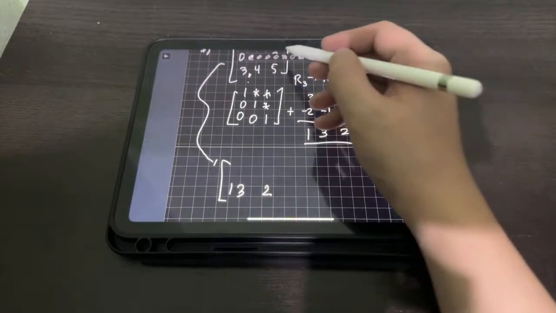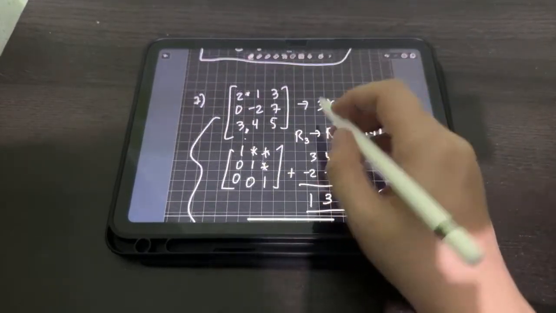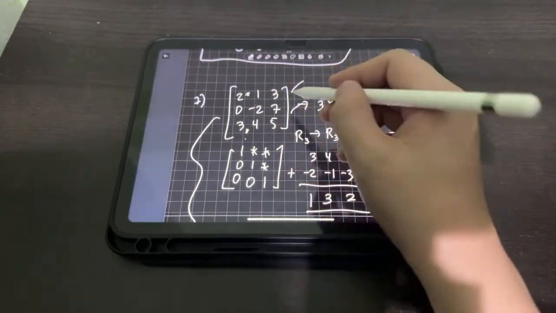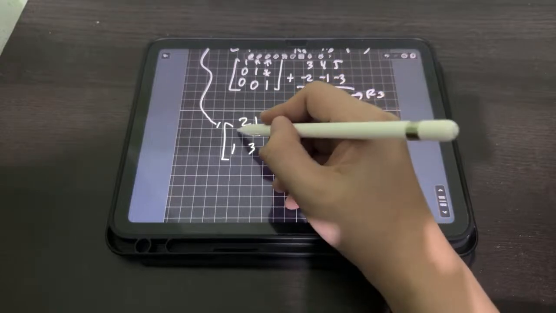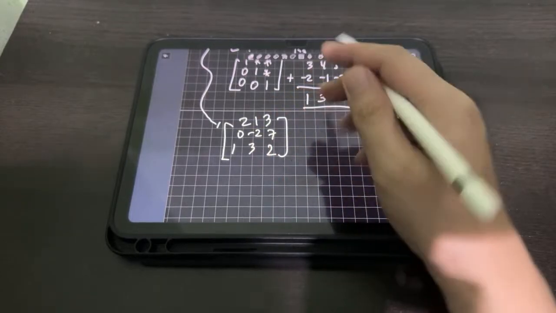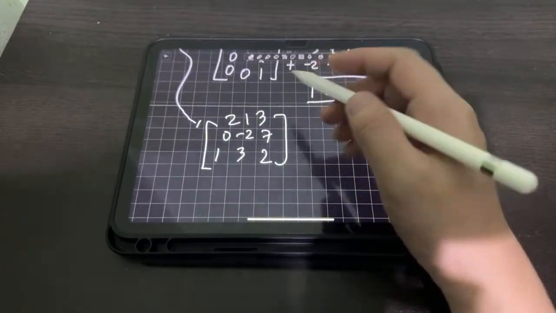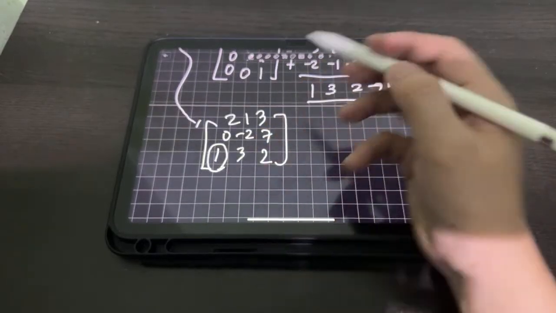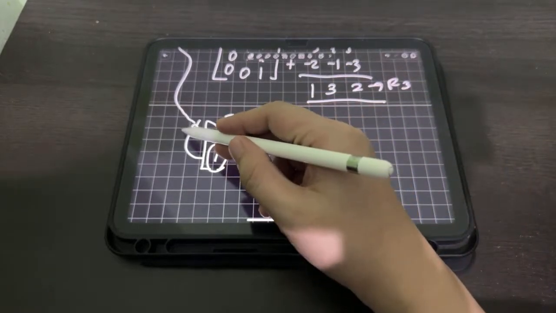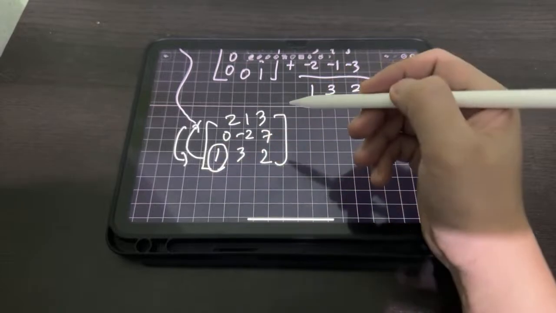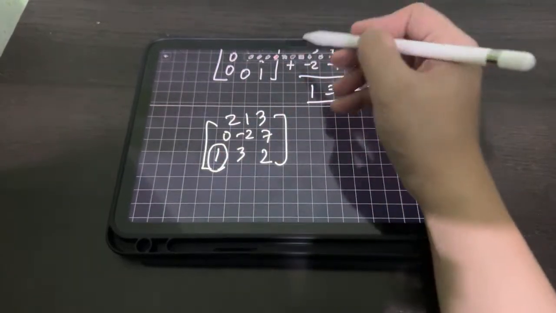Then copy the entries in row 1 and row 2. So 2, 1, 3, and 0, negative 2, 7. Okay, now we can interchange. Just like what I've said, we make this one first so that we can interchange the rows, row 1 and row 3. Because interchanging row, remember, is also elementary row operations.